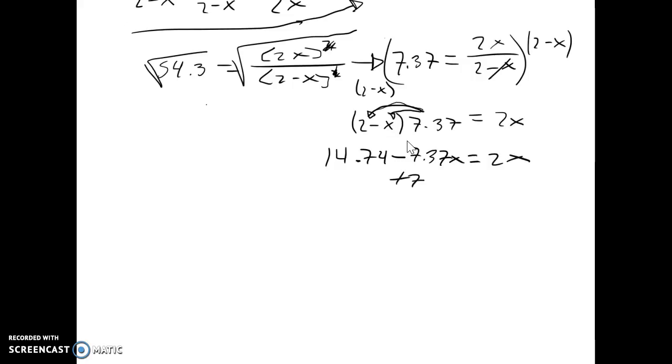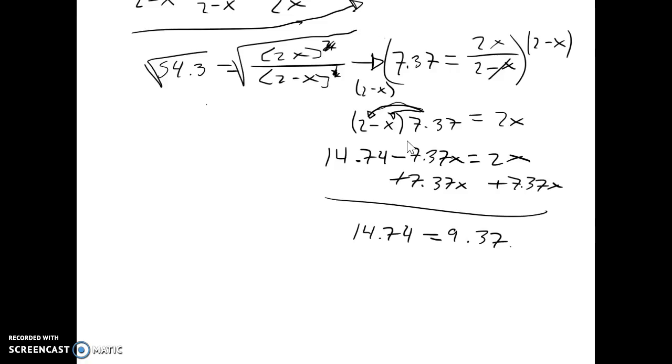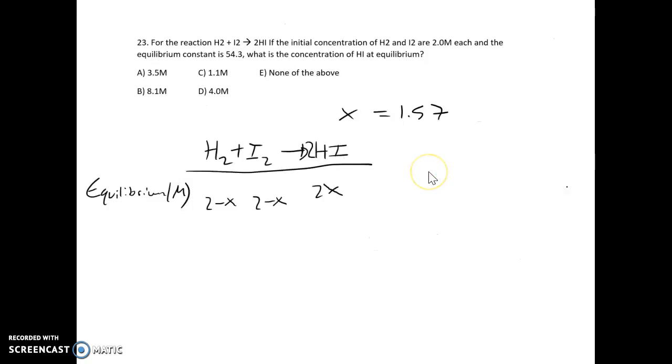Now we add 7.37x to both sides in order to move our x's all to one side, and that gives us 14.74 is equal to about 9.37x. Now we just divide both sides by 9.37 and get that x is equal to about 1.57. So we have solved for x, and we know that it is 1.57.